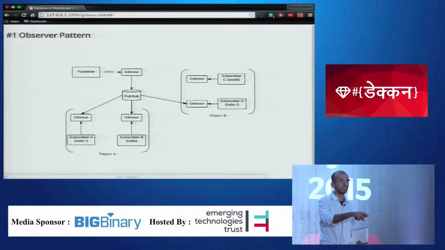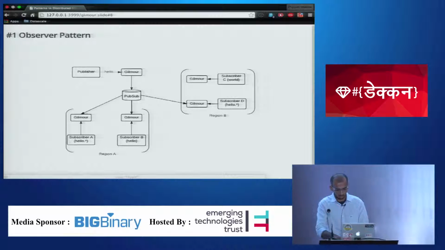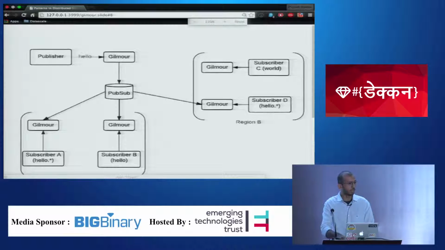Is this visible or should I zoom in a little? Better now?